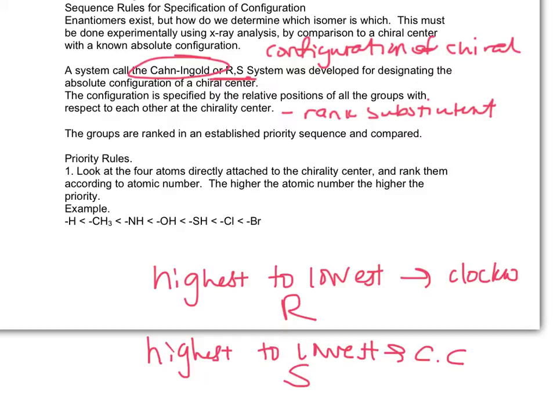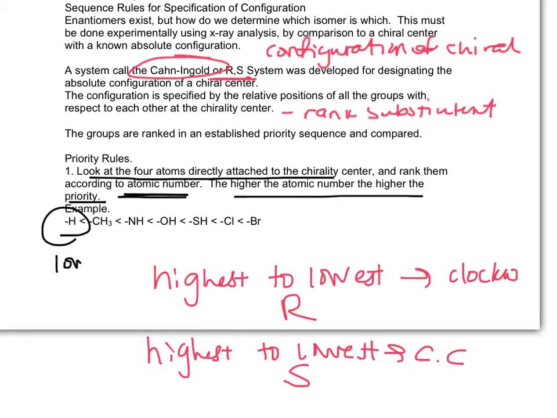If we look at the priority rules, the first rule is that we look at the 4 atoms directly attached to the chiral center, and we're going to rank them according to atomic number. The higher the atomic number, the higher the priority. H is typically the lowest priority.